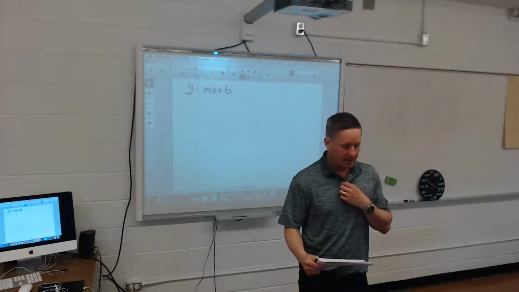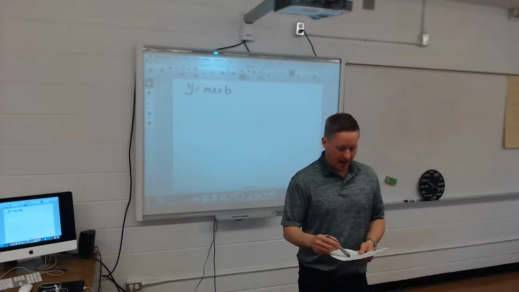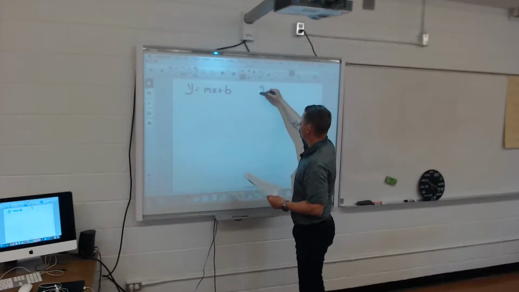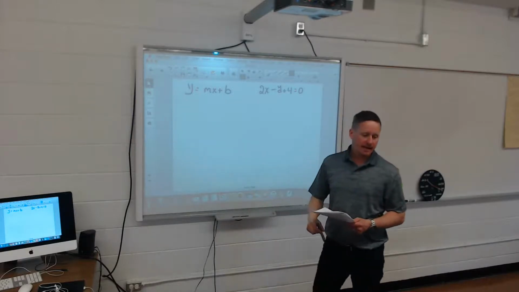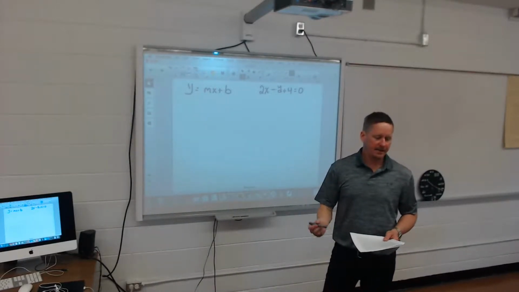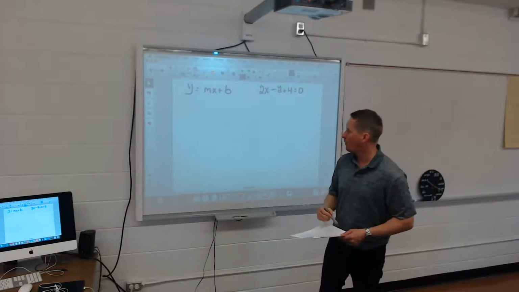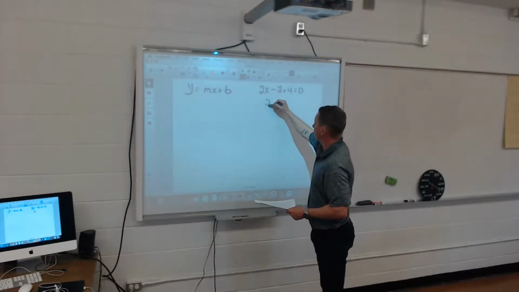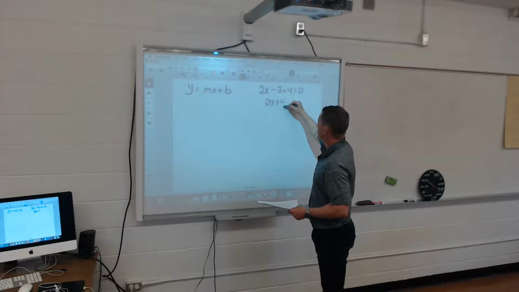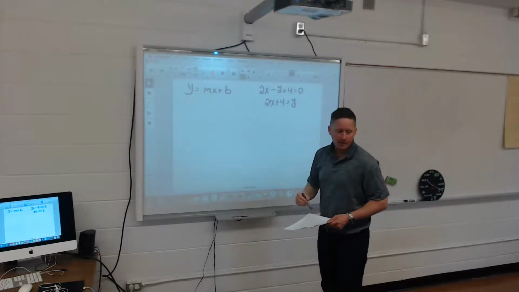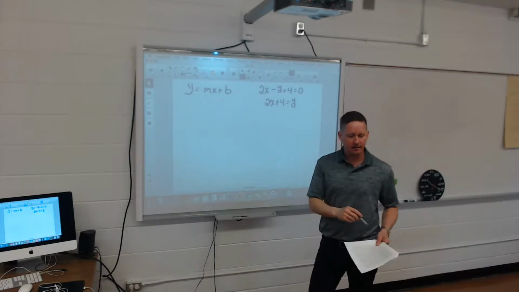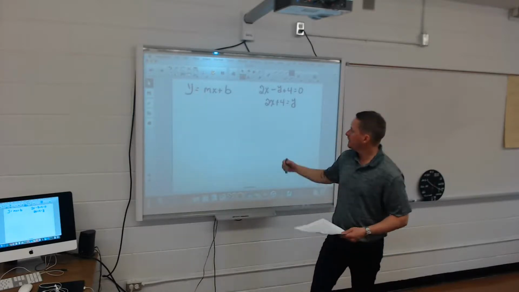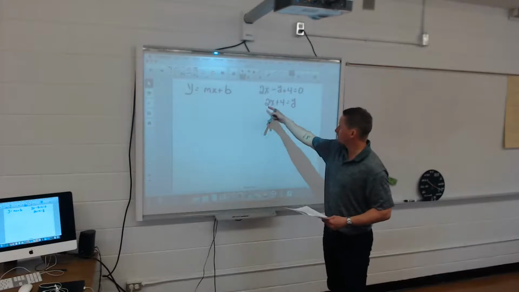Well, the first thing I need to do is get my m. To get my m, I have to work with this equation here: 2x minus y add 4 equals 0. So I need to get the slope of that line, because if it's parallel, they have the same slope. So I'm going to add y to this side. Somewhat different than what I've done, but it doesn't matter if I go from left to right or right to left. I'm still okay. So now it's in y equals mx plus b.